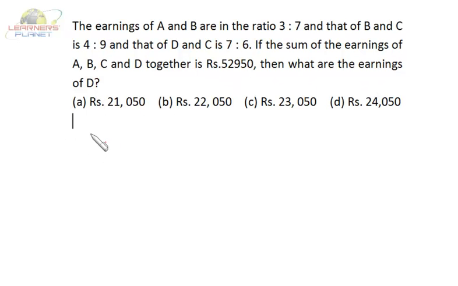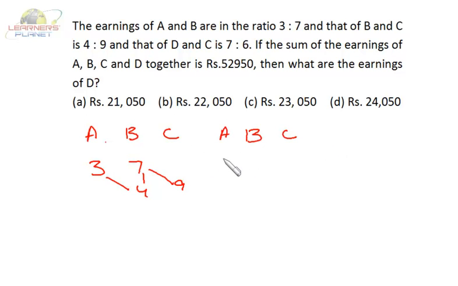Okay, now let's see. A, B and C. A is to B is 3:7 and B is to C is 4:9. So first let's find the ratio of A, B and C. So it's A, B, C. It's 3 into 4, 12. Then 7 into 4, 28. Then 7 into 9, 63.